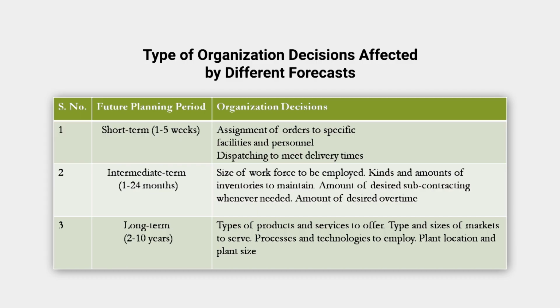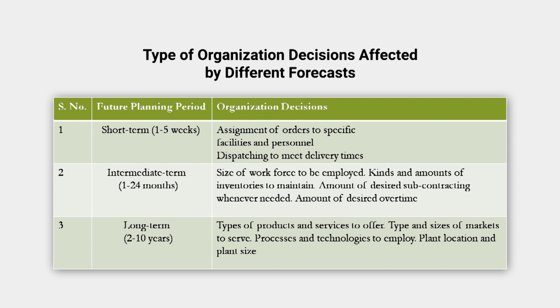For intermediate planning, what organization decisions can we take? Size of workforce to be employed, kinds and amounts of inventories to maintain, amount of contracting whenever needed, amount of overtime desired. These types of organization decisions we can take for 1 month to 24 months, 2 years.